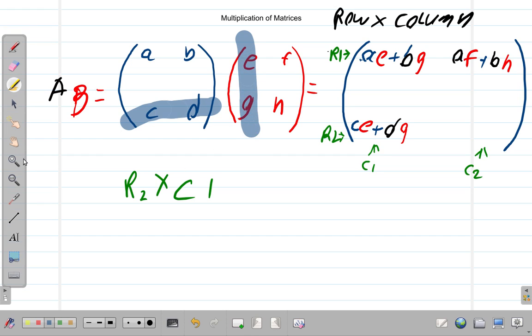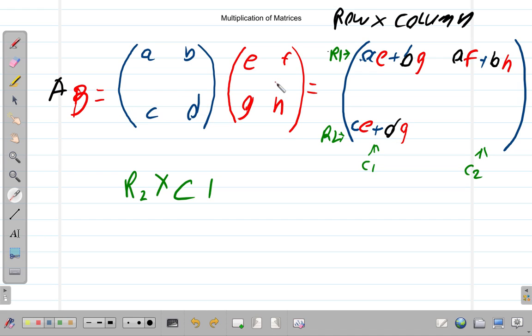And then what you have is first elements multiplied, C and E, row 2, column 1, plus second in row 2 by second in column 1. Row 2 by column 1, seconds multiplied. So it is the first elements multiplied plus the second elements multiplied.